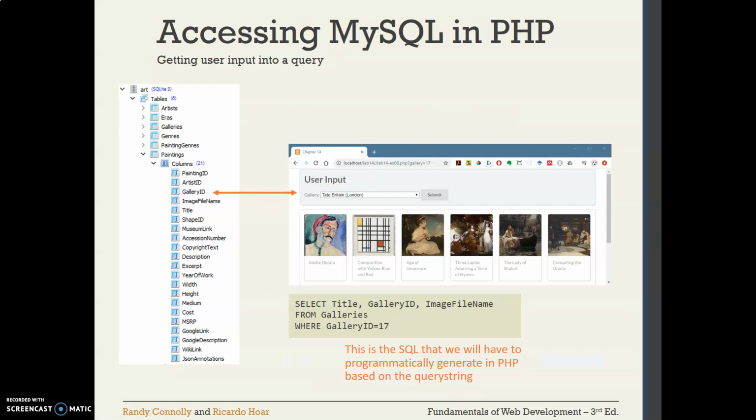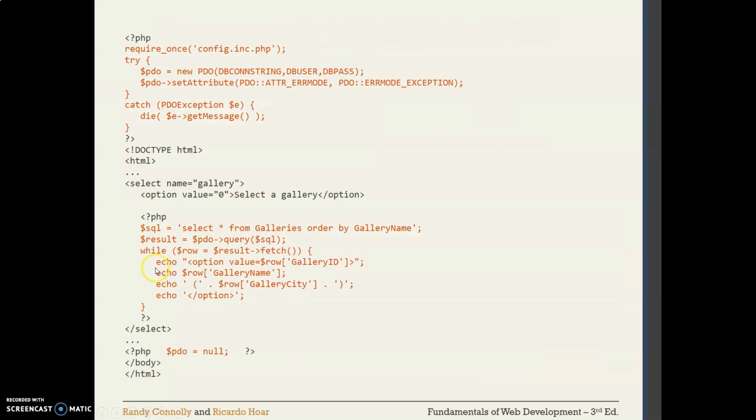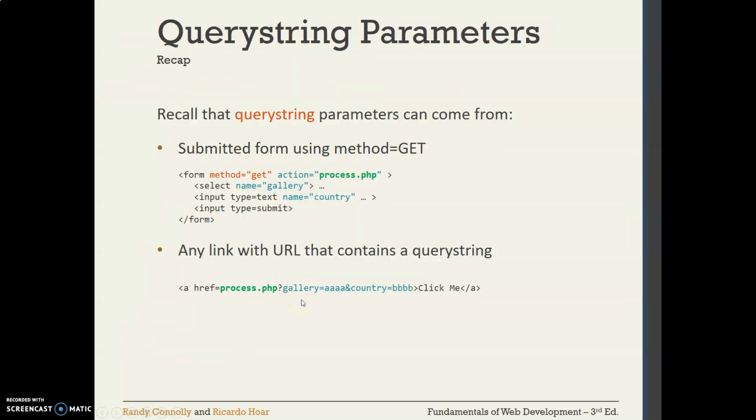So let's see if we can figure out how to do this. Here's our paintings table. You can see there's a bunch of fields. The one we're interested in is this foreign key gallery ID, which this select will return. We saw that. Let's jump back here. Remember here with the option value? The gallery ID is going to be the value of whatever the user selects.